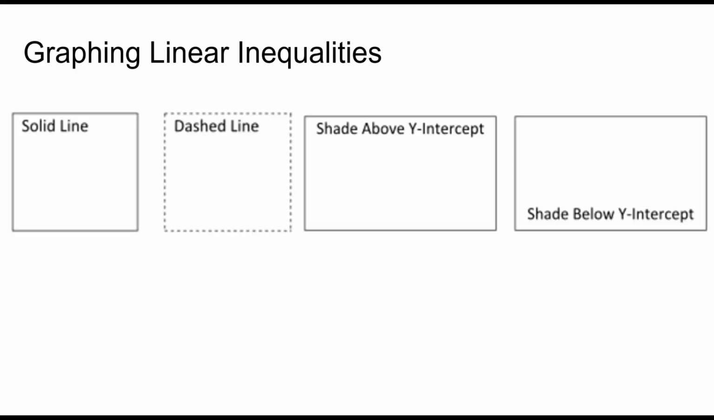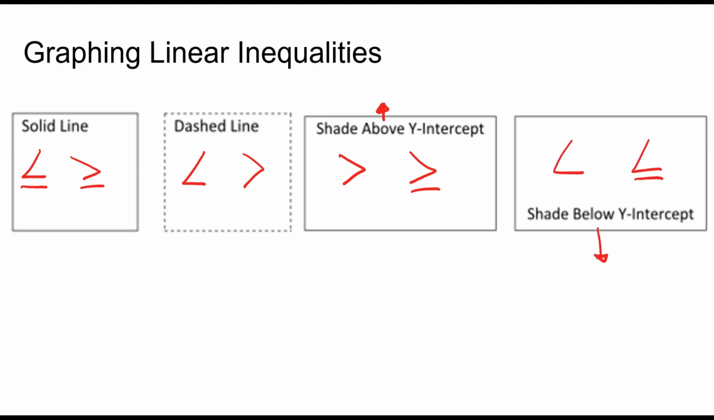So how do I know if I want a solid line? Well, that's when we have that or equal to. Dash line is simply less than, greater than. And when we shade above the y-intercept, above makes me think of more, which makes me think of greater than or equal to. We're going to shade below the y-intercept on less than or equal to.